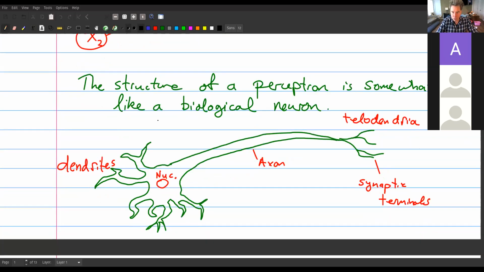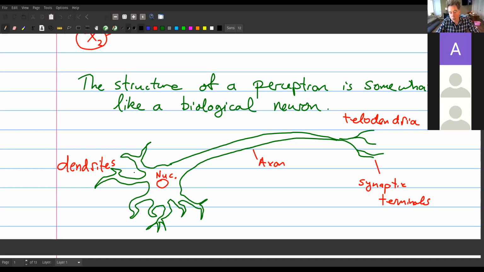I don't know if we talked about this when we talked about the perceptron, but the perceptron is itself inspired by a neuron. So here's a picture of a neuron. Neurons collect signals in this area, called dendrites, and then there's a long, insulated cable called the axon that ends in these synaptic terminals. The synaptic terminals connect to the dendrites of other neurons.